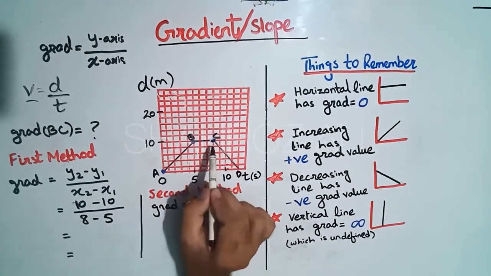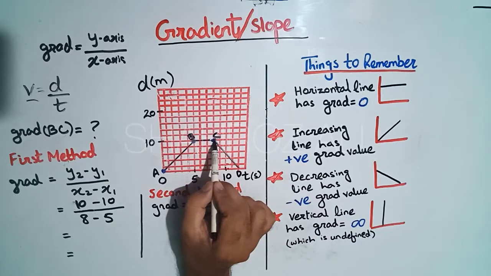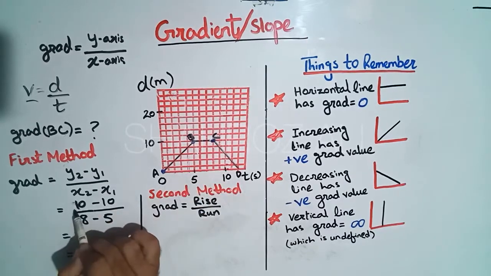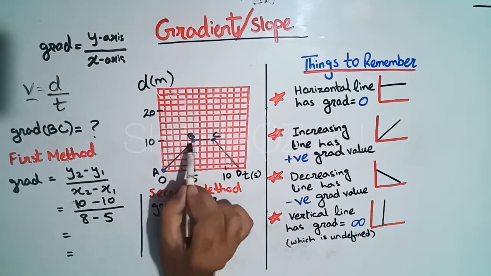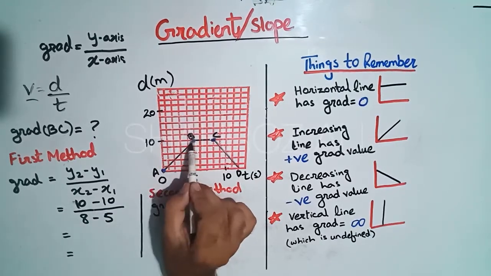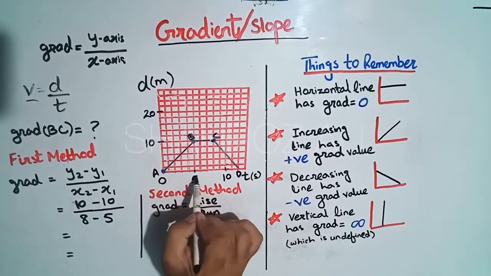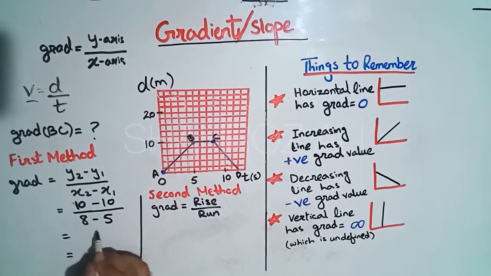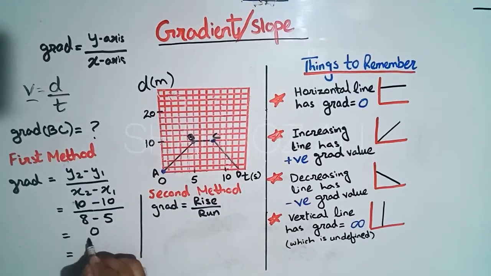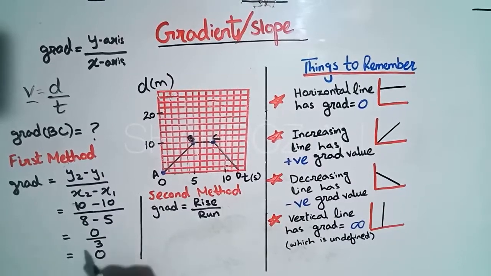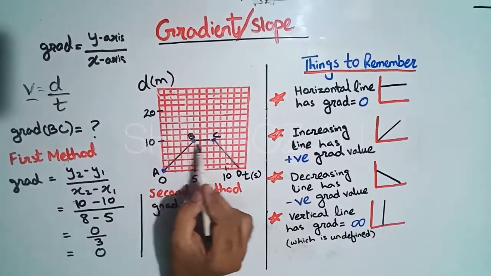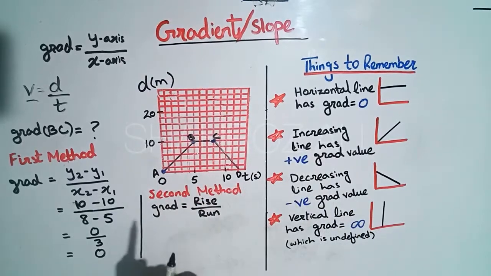Let me just repeat. For the second point it will be y2 and x2, and for the first point y1 and x1. Okay, 10 minus 10 is 0, over 8 minus 5, which is 3. So 0 over 3 is 0, which means the straight line has gradient 0.